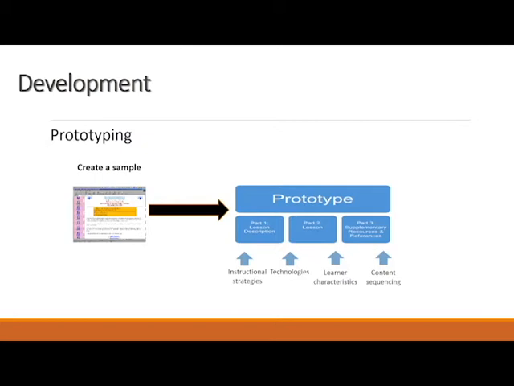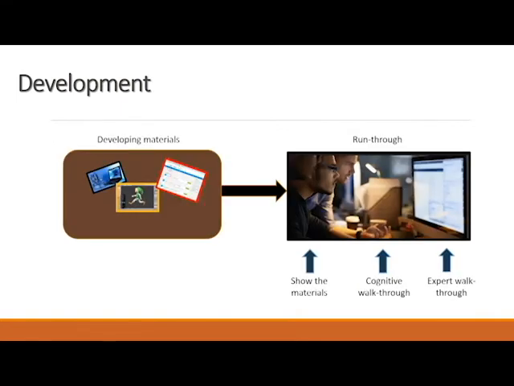The prototyping process has to take into consideration the following factors. First is the instructional strategy. Second, educational technology. Third, learner characteristics. Fourth, content sequencing. After prototyping, the next phase involves developing actual materials and a run-through.